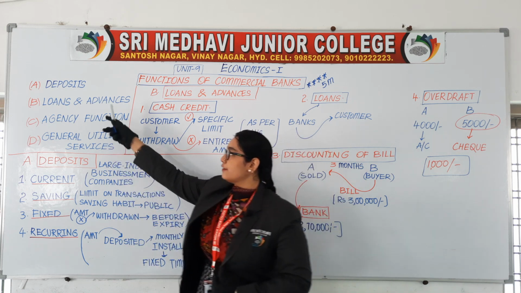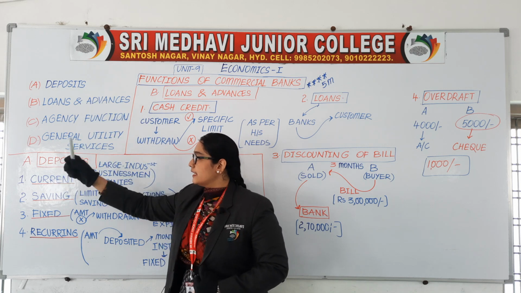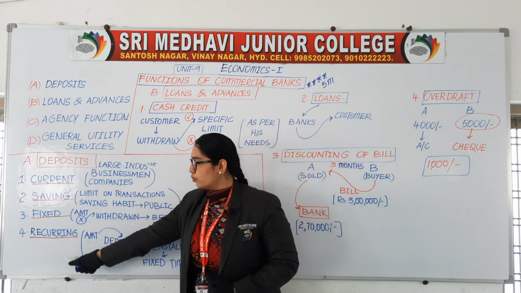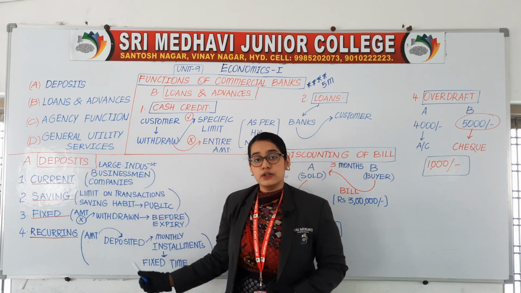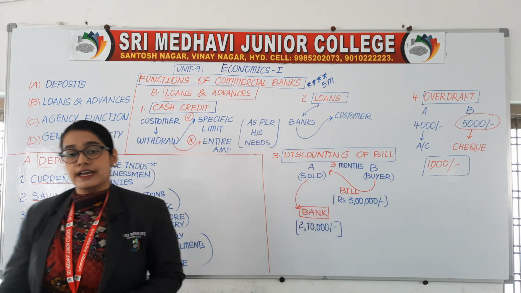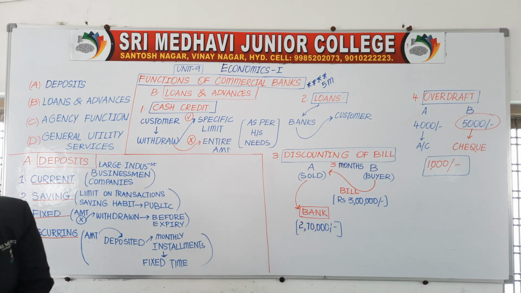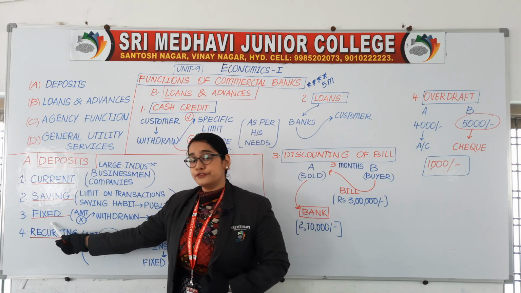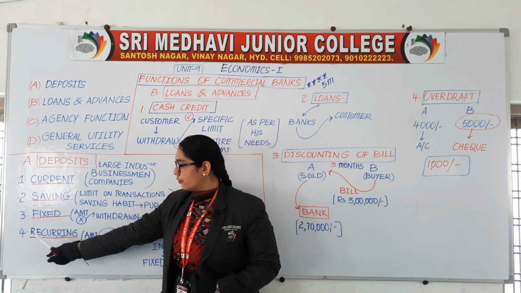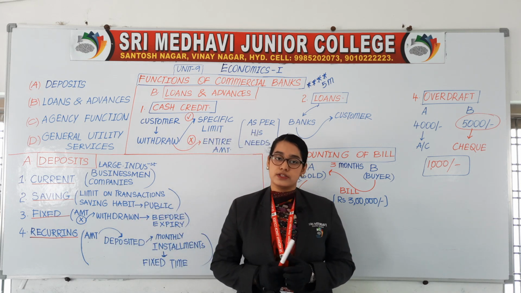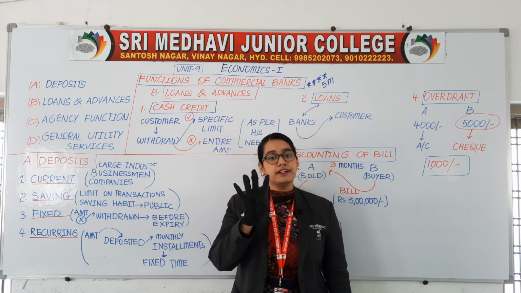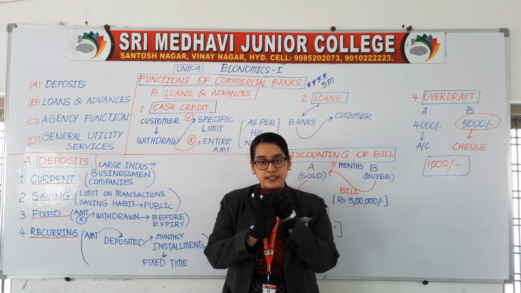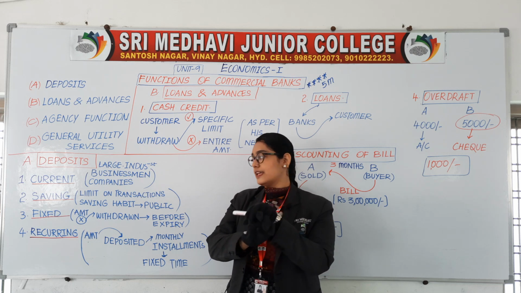Let us see the first point, that is deposits. Generally deposits are divided into 4 types. What are those? First is current deposits, second is saving deposits, third is fixed deposits and fourth is recurring deposits. Deposits are divided into 4: fixed, saving, current and recurring.